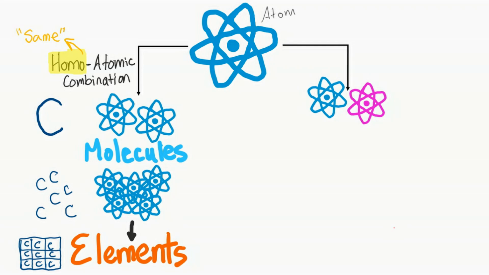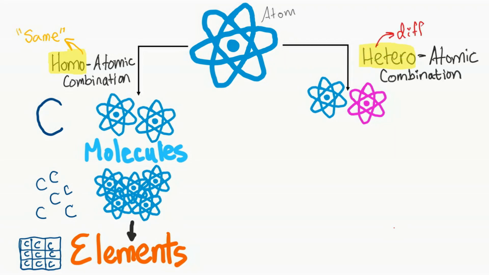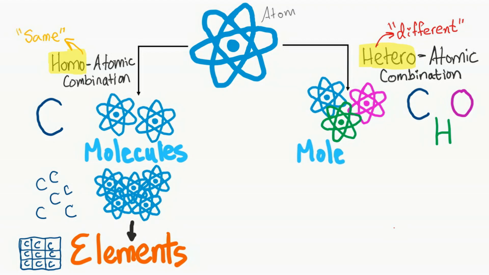Now, if two or more of different types of atoms combine, meaning we have a heteroatomic combination, hetero meaning different and atomic meaning atom. So if we have two or more different types of atoms combining, they also form molecules. But when these molecules combine, we call these compounds, right? So let's say we have three different atoms, such as carbon, oxygen, and hydrogen. They are all molecules, right? They can form carbon dioxide molecules, water molecules. But when these combine, we call them compounds.